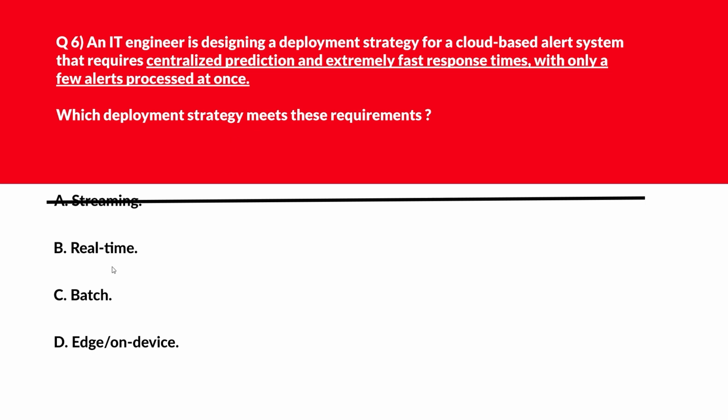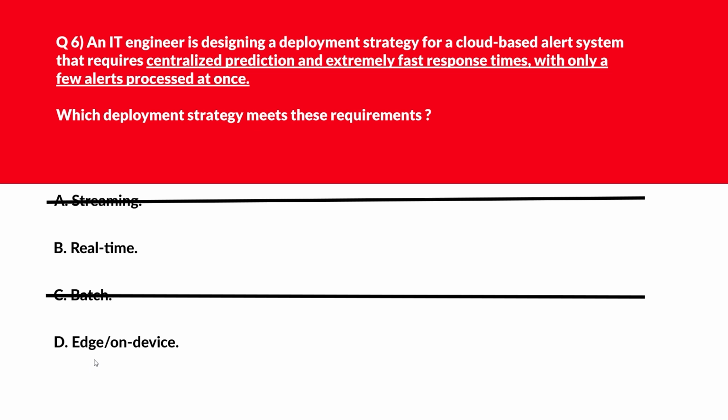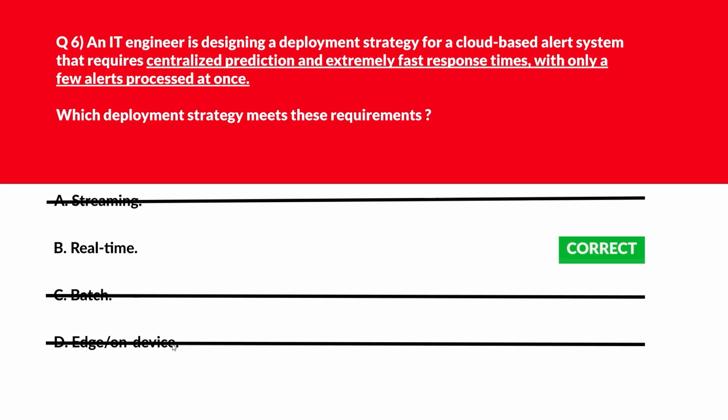Let's keep it. Let's move to option C. C says batch. Batch deployment processes data in bulk, which delays response time for low volume prediction needs. Wrong answer. We'll move to now option D. D says edge or on device. Edge or on device deployment performs local inference but doesn't align with centralized prediction requirements. We'll delete this. We'll lock option B, real time, as the right choice.